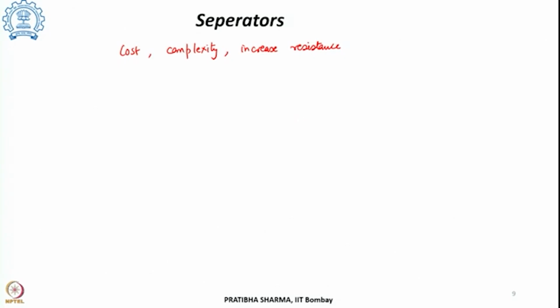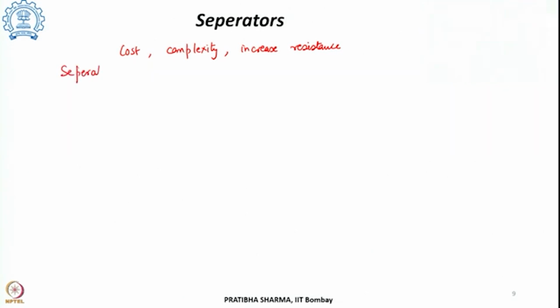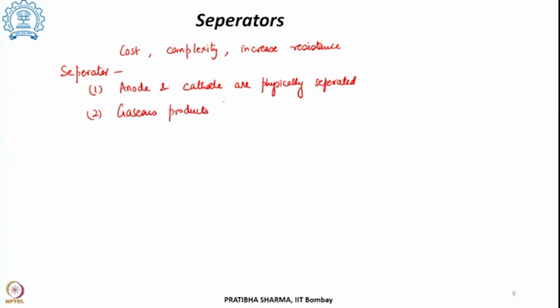However, a separator also plays certain important roles. In the presence of a separator, the two electrodes are physically separated, and that prevents shorting. The gaseous products formed in the electrochemical reactions are separately produced, so their intermixing is prevented.